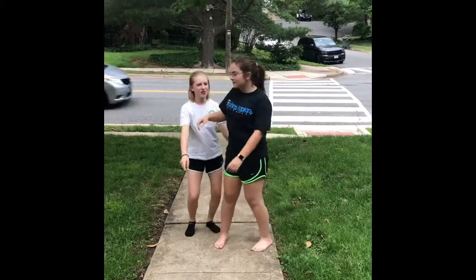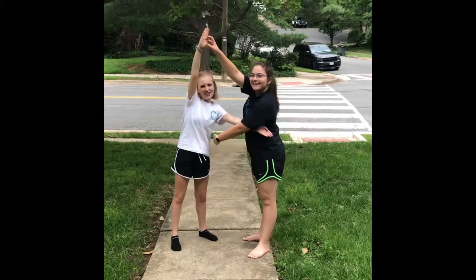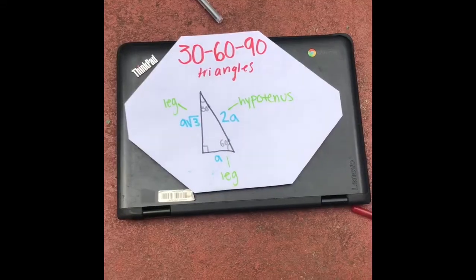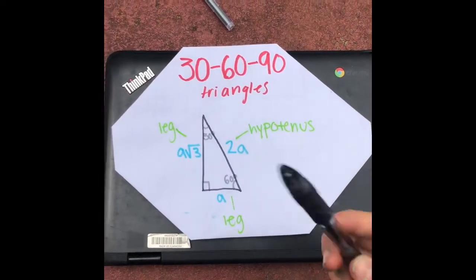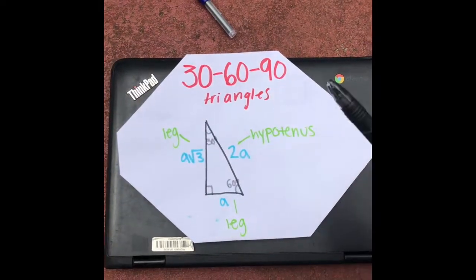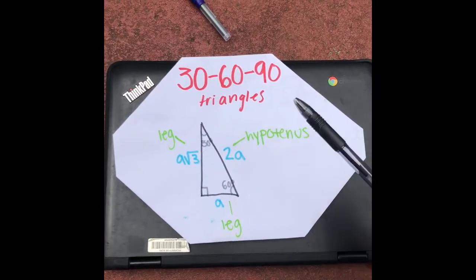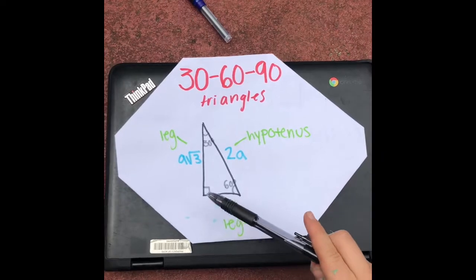Triangle, right? You are special. You are right. Special, right? Triangles. So this is a 30, 60, 90 triangle. So these are the two legs, and this is the hypotenuse. The hypotenuse is always across from the 90-degree angle, which looks like this square.